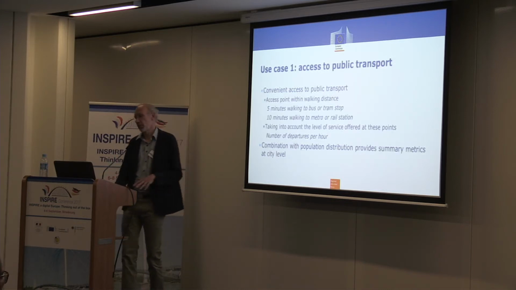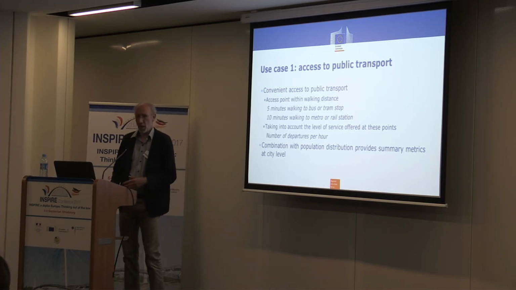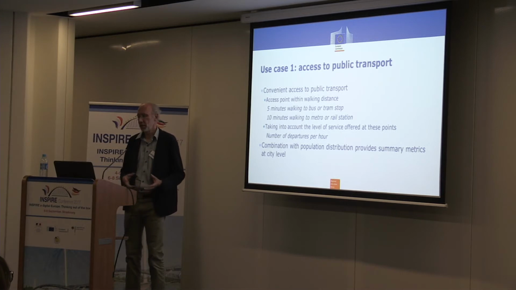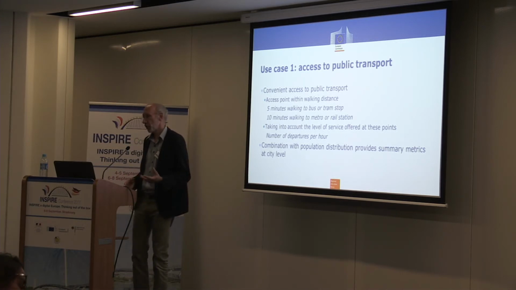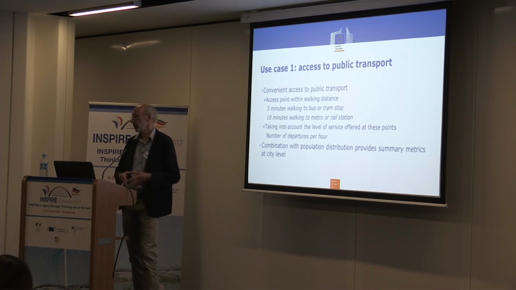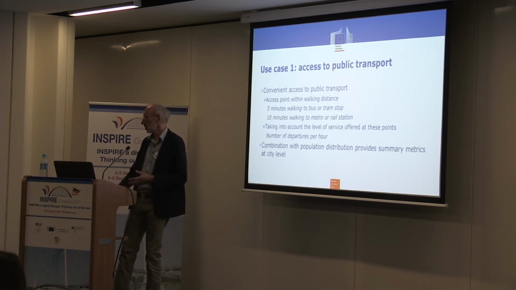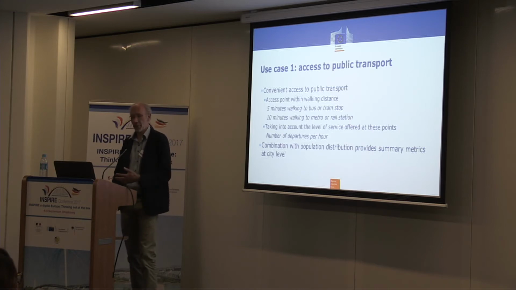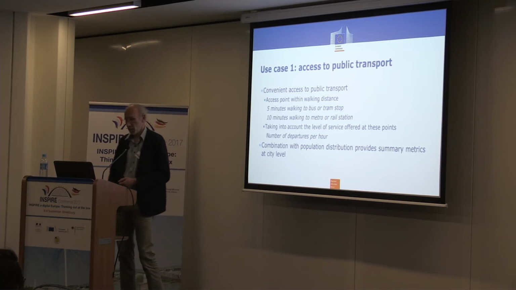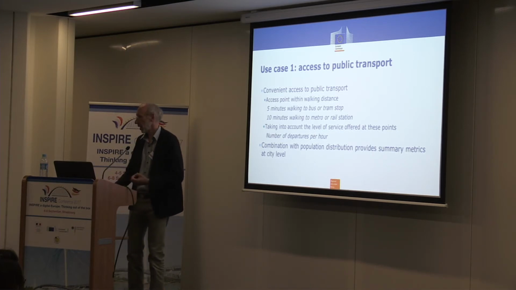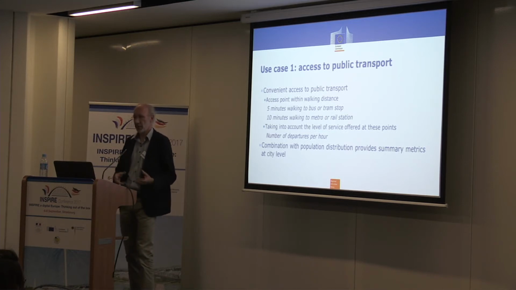So the first use case deals with access to public transport, how to operationalize this notion of convenient access to public transport. One idea was to take all the access points, the bus stops, metro stations, rail stations, and to define areas of easy walking distance around them. And we took a search radius of 5 minutes walking to a bus or a tram stop, 10 minutes walking to metro or rail stations. Why this difference? Because it's a reasonable assumption to think that people will be prepared to walk a bit further to a place where they can find a more reliable or a faster service.